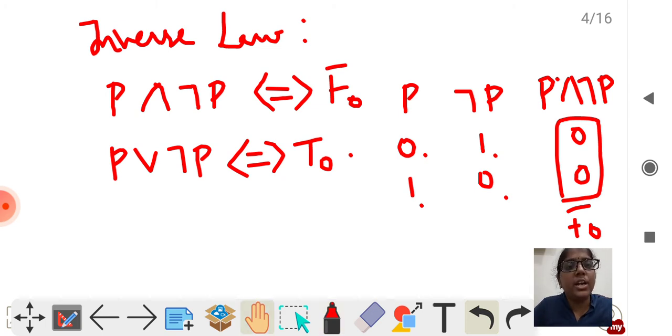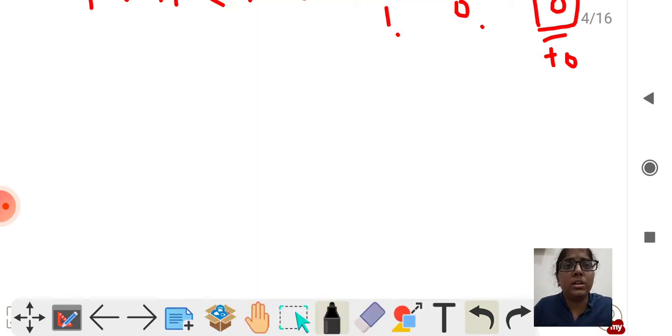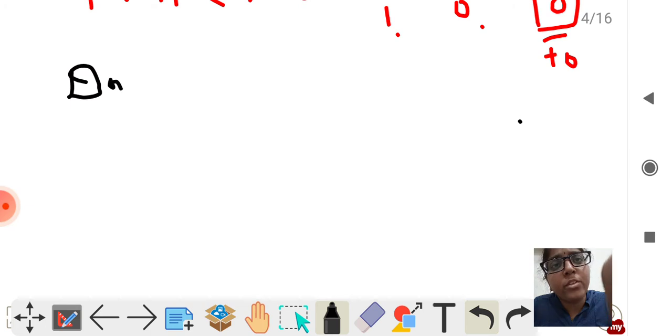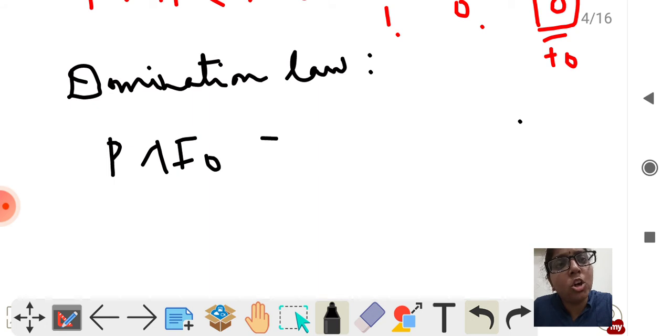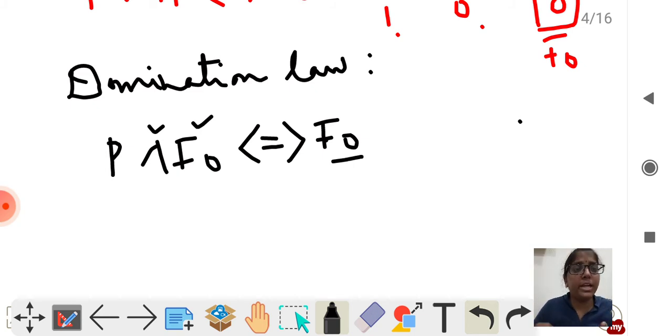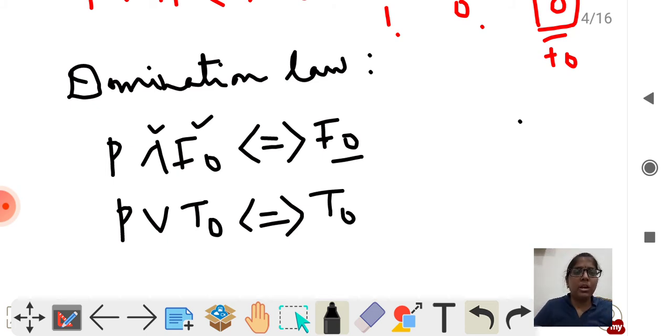So next we are having domination law. So one statement will dominate another. Okay. So here, what is domination law? It is P and F naught, which is logically equivalent to F naught. Here, when you operate AND with F naught, you will get F naught. Here, F naught is dominating the statement P. Okay. And P or T naught is logically equivalent to T naught. So you can use the truth table and verify also.